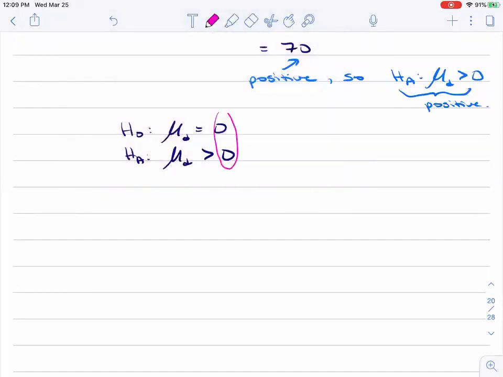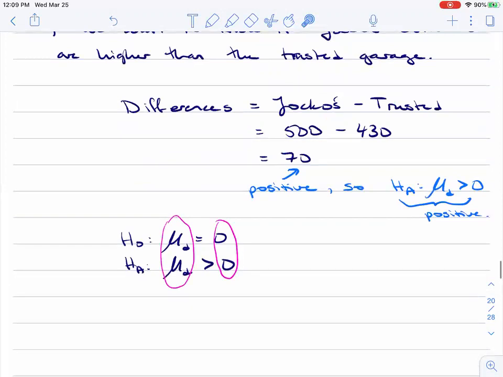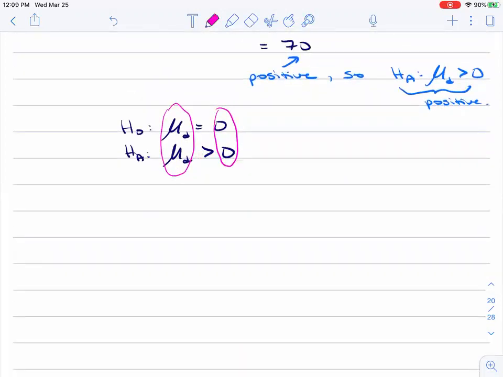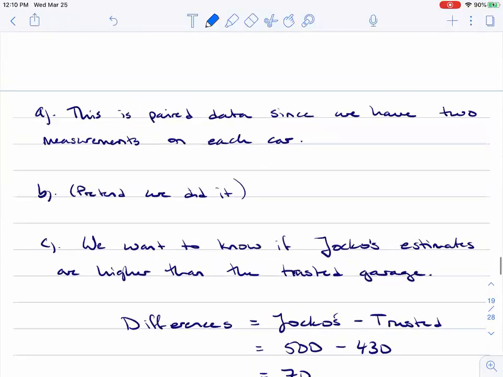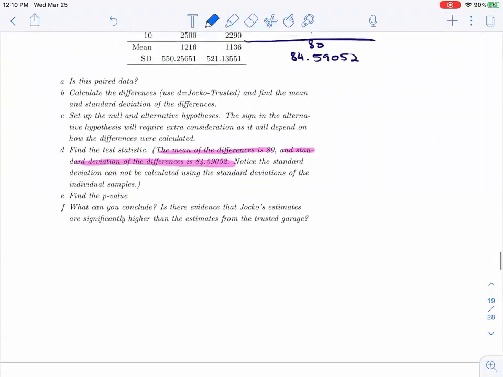Remember that these values have to be the same always, so the only thing changing is the sign. That's why we have to compare the mean difference: is it greater than, less than, or just not equal to 0? Figuring out a one-sided test for a paired t-test is hard, but we did it. It's a one-sided test, so I need a one-sided p-value later on. It's kind of breaking it down step by step here.